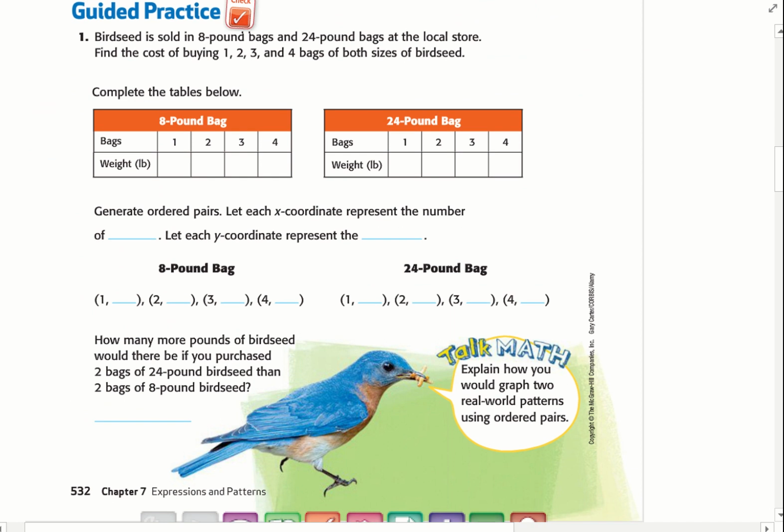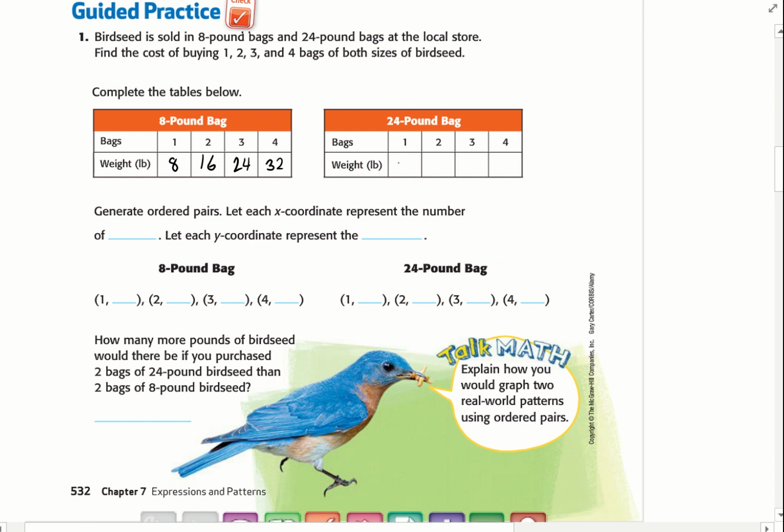So go ahead and try the guided practice. So it says birdseed is sold in 8-pound bags and 24-pound bags at the local store. Find the cost of 1, 2, 3, and 4 bags of both sizes of birdseed. So for 1 bag, it weighs 8. For 2 bags, it'll be 16. For 3 bags, it'll be 24. And for 4 bags, that would be 32.